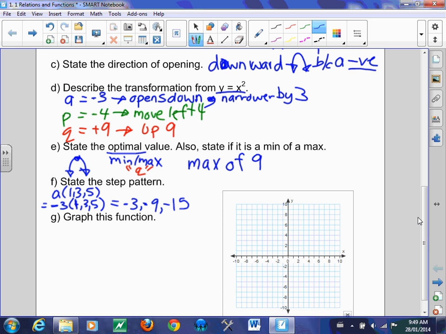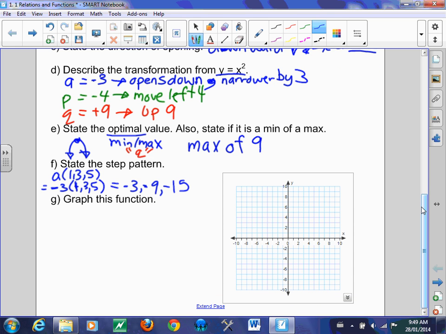So again, to graph, it's easy if we've got the vertex. So our vertex is, ladies and gentlemen, -4 and 9. So we start with that as our vertex. And then we're going to apply the step pattern. So as I go over 1, I'm going to go down 3. 1, 2, 3. As I go over 1, I'm going to go down 9. 1, 2, 3, 4, 5, 6, 7, 8, 9. And as I go over 1, I can't go down 15 because I won't fit it on our graph. So try the other side now. Over 1, down 3. Over 1, down 9. And because it's symmetrical, I can just put it right beside on the same line.